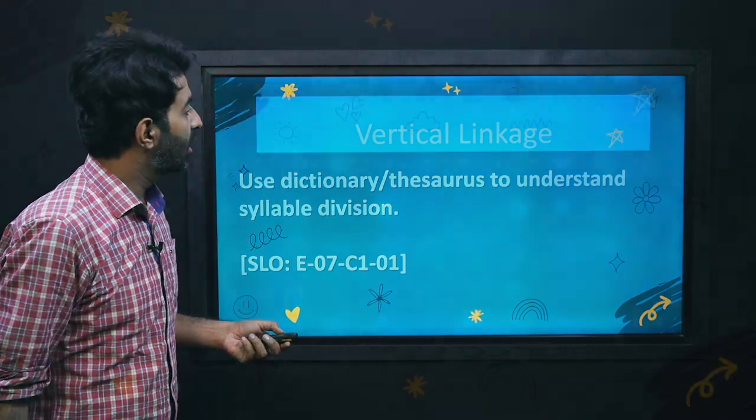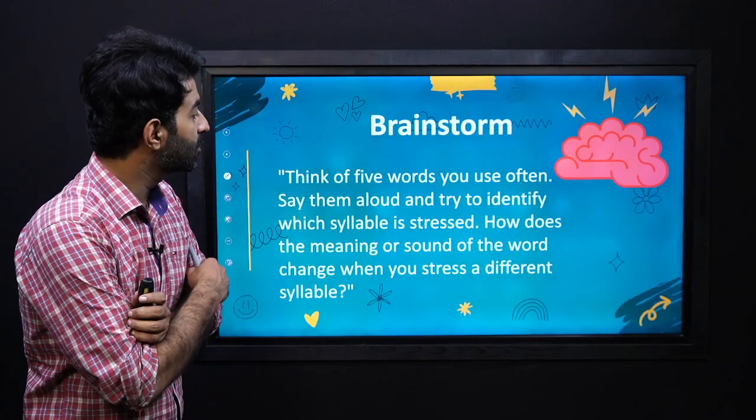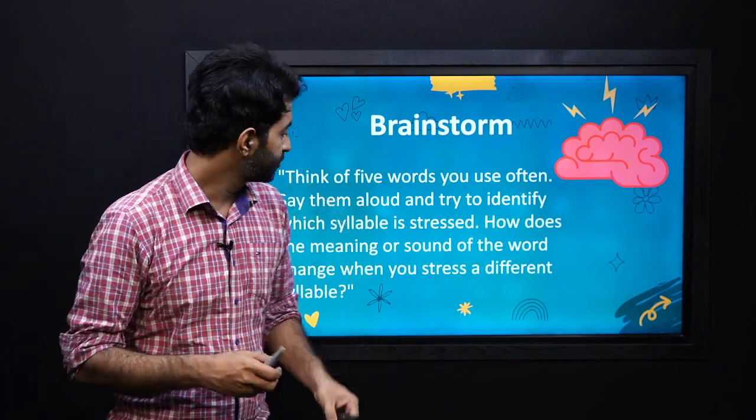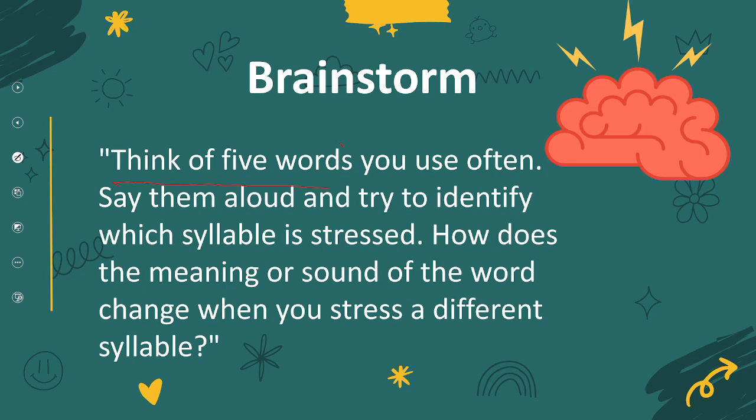Now students, this is a vertical linkage for the brainstorming session. Today you will think of 5 words that you use often. What are your favorite words that you often use? Say them aloud and try to identify which syllable is stressed. Take a moment, pause the video before I read the remaining brainstorming question, and do it quickly. All right, good. Now, how does the meaning or sound of the word change when you stress a different syllable?